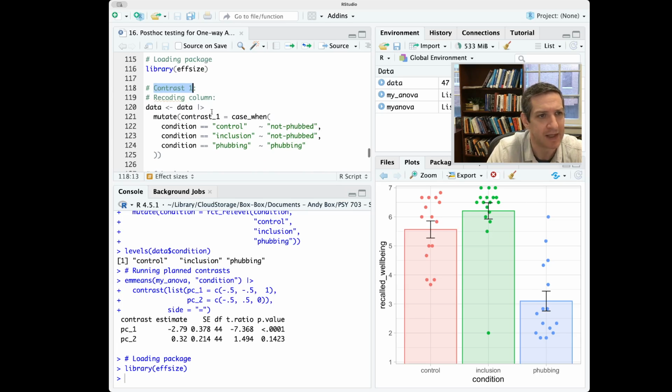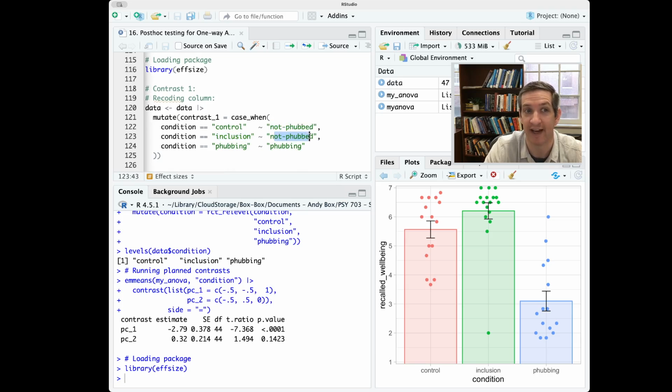And what we need to do here is a little bit of recoding. So I'm going to compute a new column called contrast 1, and I'm going to use case when. This is ordinary recoding, similar to what we did earlier when we were reverse scoring variables. So I'm telling it for cases when the condition is equal to control, we want to call that not fubbed. And for cases when the condition is equal to inclusion, we also want to call that not fubbed. And finally, when condition is equal to fubbing, we can leave that as fubbing.